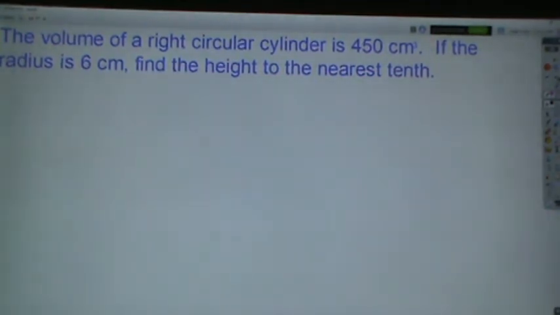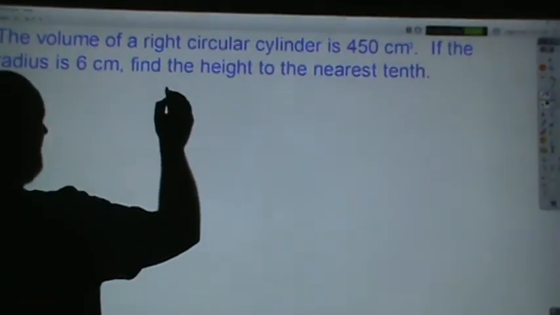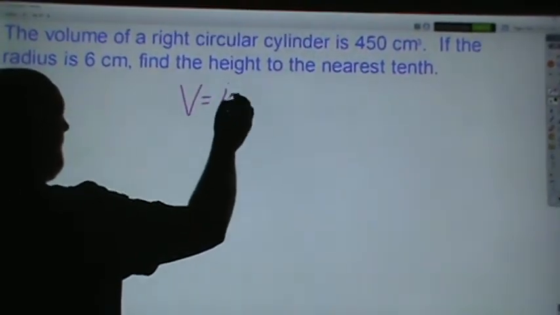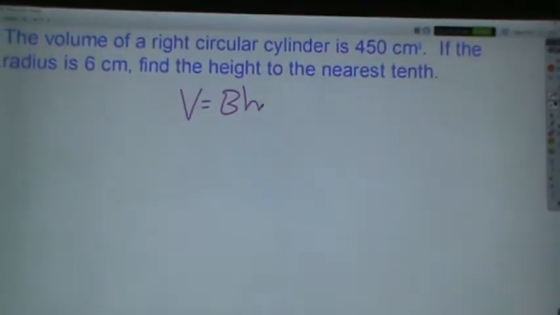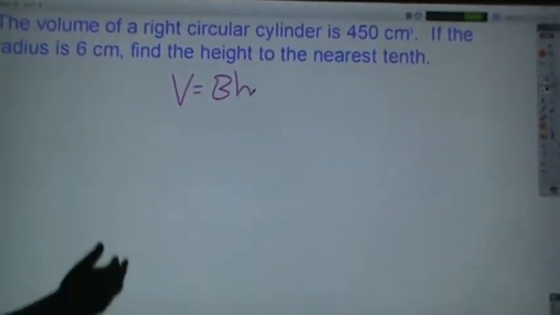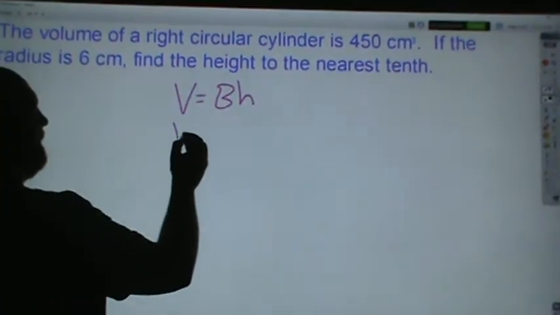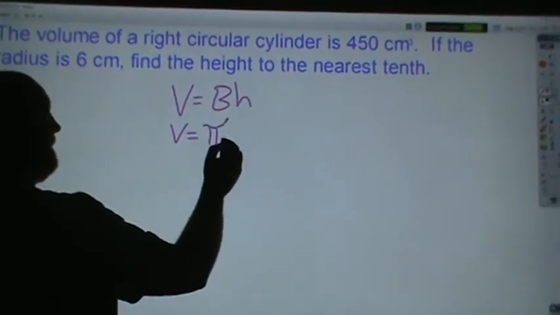Here it tells me the volume of a right circular cylinder is 450 cubic centimeters. So I'm going to write down the formula. Volume equals area of the base times height. It's true with everything with two bases that are congruent. In this case, we have circles, so I can put pi r squared in for the area of the base.